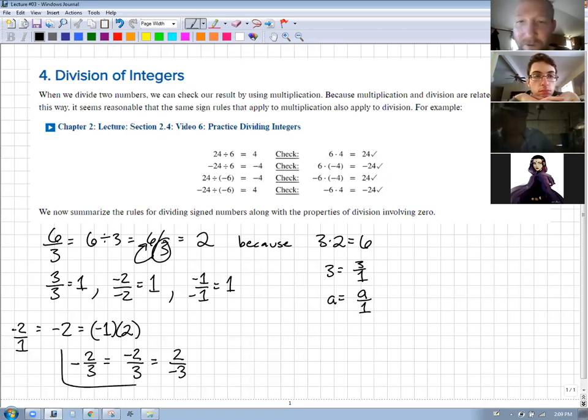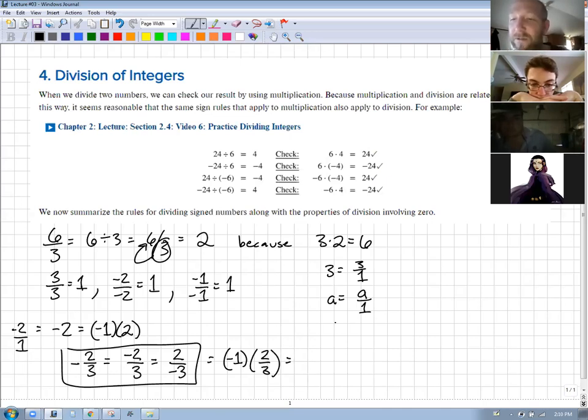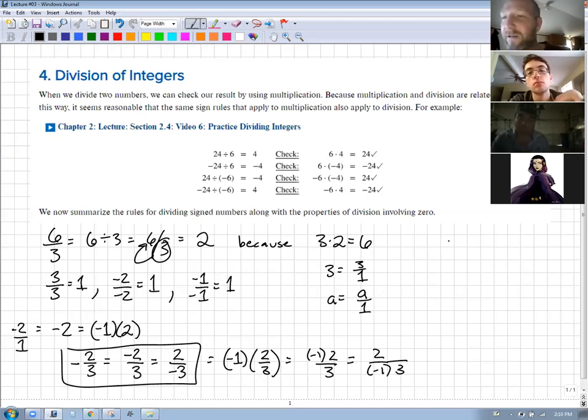And the reason why is because that minus is just a -1. This is a -1 times 2/3. So that's the same thing as -1 times 2/3 or 2 over -1 times 3. Just showing you that you can move that minus around, okay? It's because when you multiply by 1 or divide by 1, it doesn't change anything. You can take any number, say here's a 6, that's the same thing as 6 times 1, right? You can always throw that 1 in there anywhere.